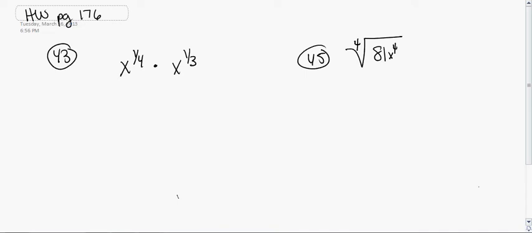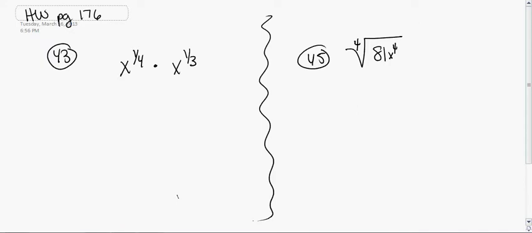In this video, we're going to look at two more problems from page 176 homework, number 43 and number 45. They're in the same section, but they actually are a little bit different in terms of the approach. So number 43, I'm going to just use exponent rules. The problem says x to the 1/4 times x to the 1/3, and the instructions say to simplify the expression.